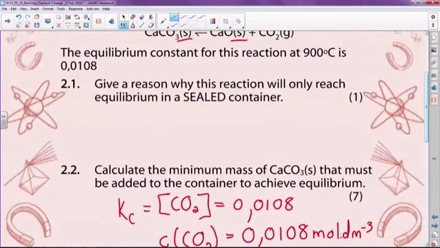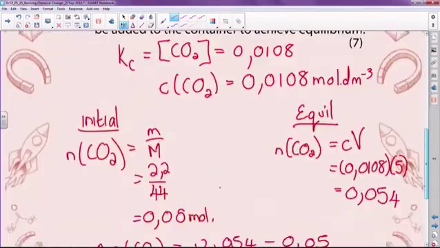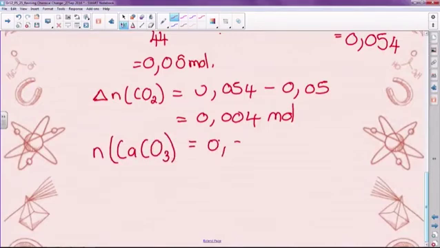That 0,004 must have been created from the calcium carbonate, okay? Because where else would it have come from? It's a one-to-one relationship. So the number of moles of calcium carbonate that we had to start off with must be 0,004.